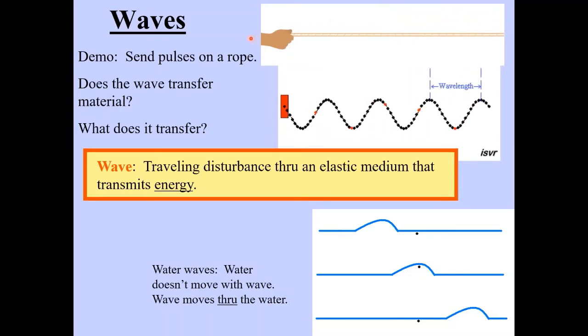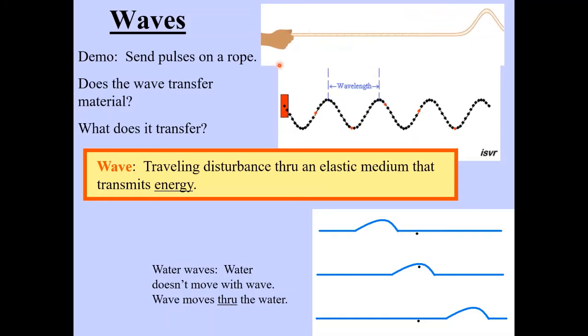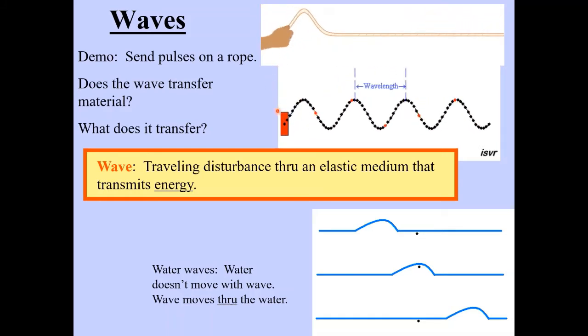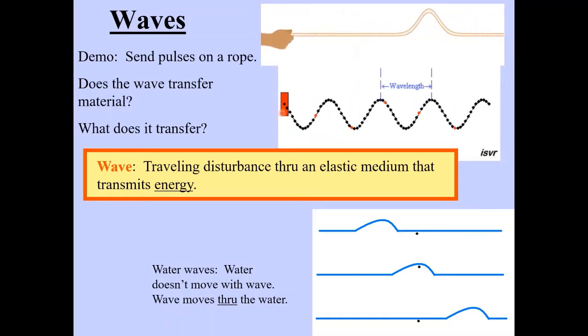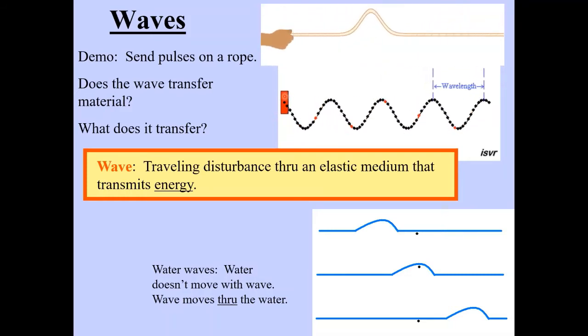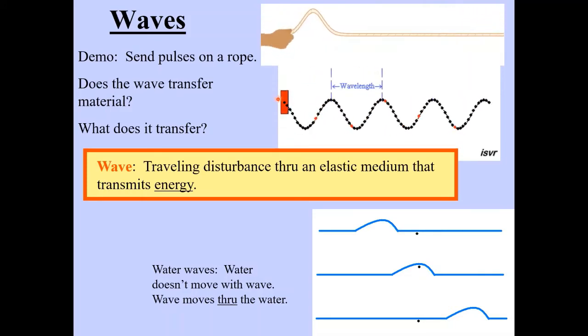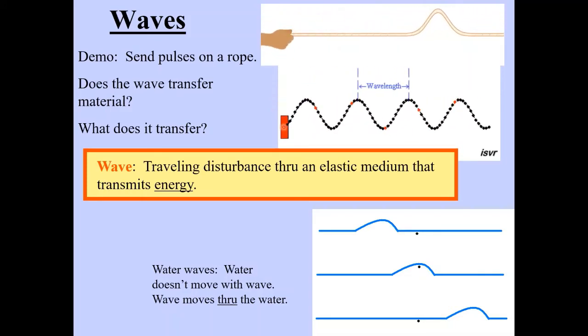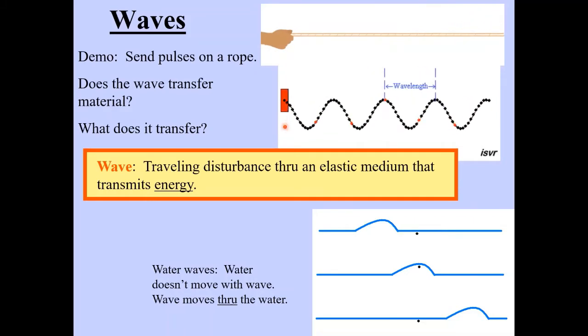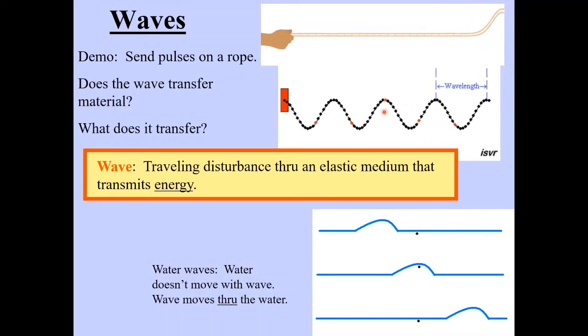In fact, the material of the rope only moves up and down, and we can see this more clearly by looking at this animation right here. Imagine taking the rope and continuously flicking your wrist up and down like this. This is kind of shown in slow motion here. So you're creating a sequence of pulses, and these pulses move down the rope like this.